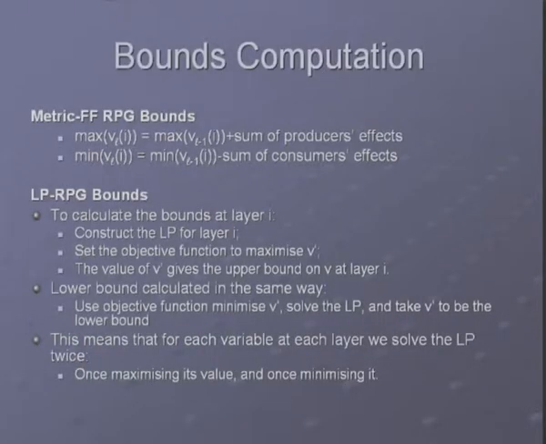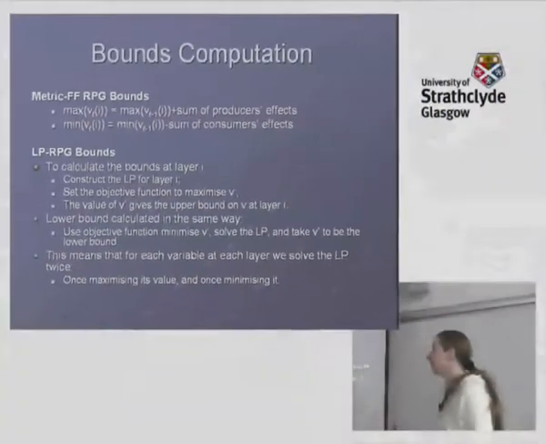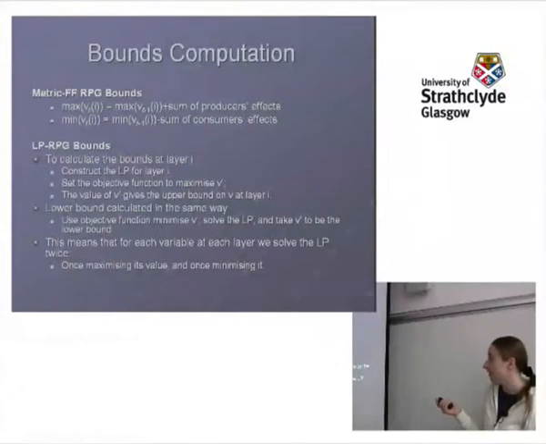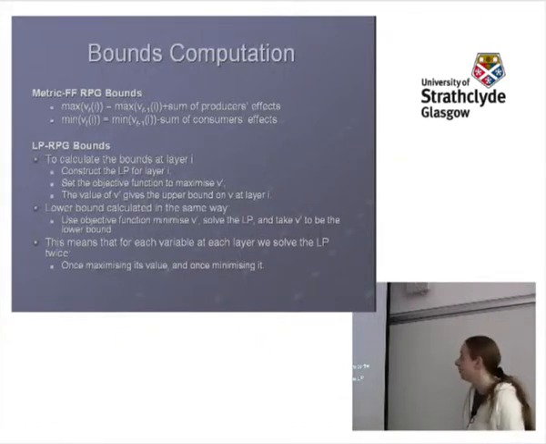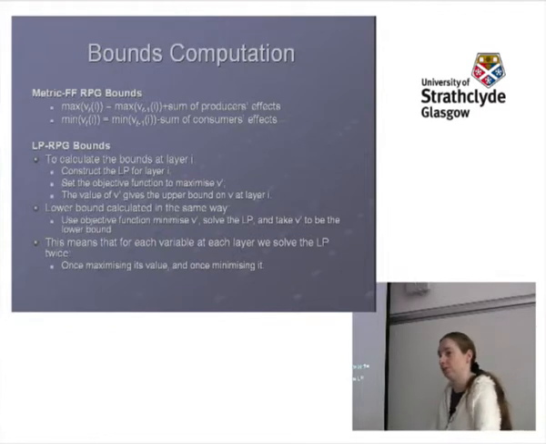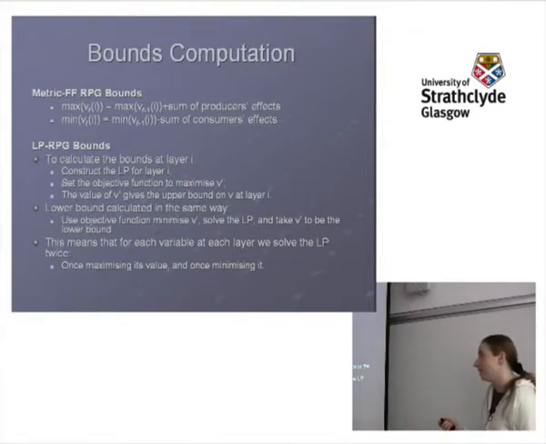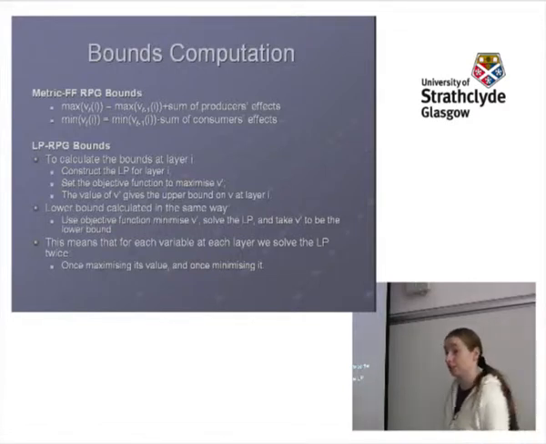And there are two ways we make use of it. The first is in computing bounds. So you'd expect that, because obviously we were computing some different bounds from Metric-FF somehow. This is how we're doing it. Metric-FF bounds just say the maximum value of this layer is the maximum value at the previous layer plus the sum of all the producers' effects. And the minimum value at this layer is the minimum value at the previous layer minus the sum of all the consumer effects.